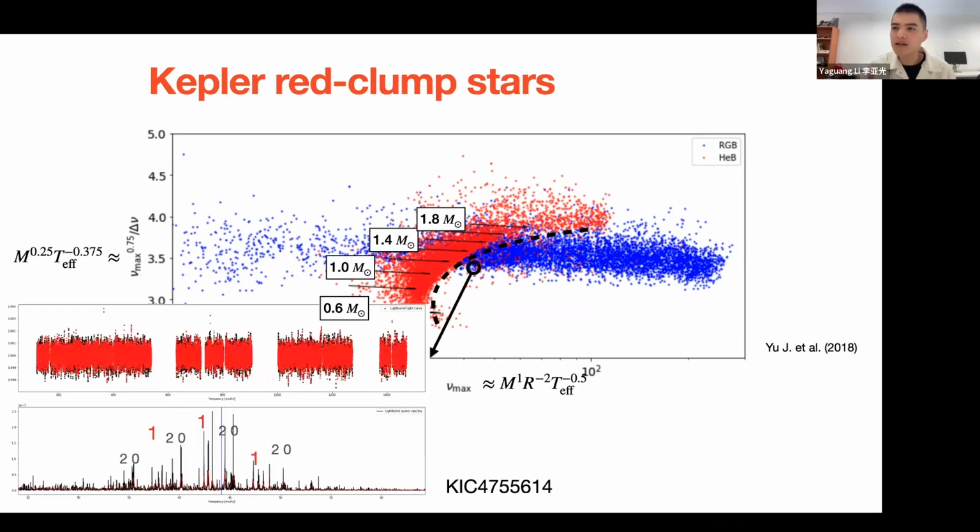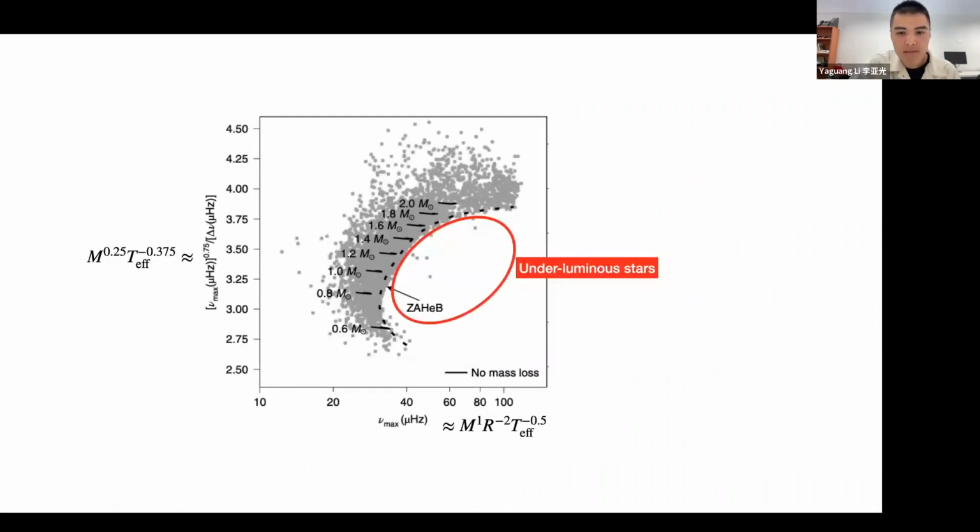But there are some outliers that lie on the right-hand side of the zero-age helium burning phase. And we have checked those stars, and they are really genuine detections. So after cleaning the sample a bit, we notice there are a few stars that lie on the right side of the zero-age helium burning phase. And this can't really be readily explained with single stellar evolution. And we call them underluminous stars in this case.